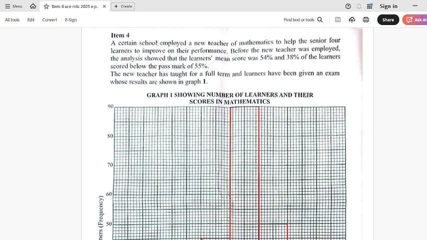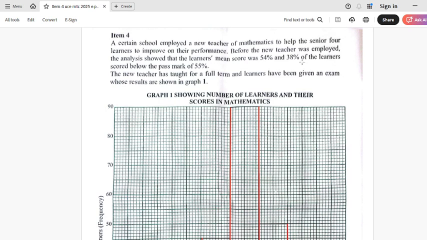It says that a certain school employed a new teacher of mathematics to help the senior 4 learners improve on their performance. Before the new teacher was employed, the analysis showed that the learners' mean score, that means previously, the learners' mean score has been 54%. And with that mean, 38% of the learners scored below the pass mark of 55.